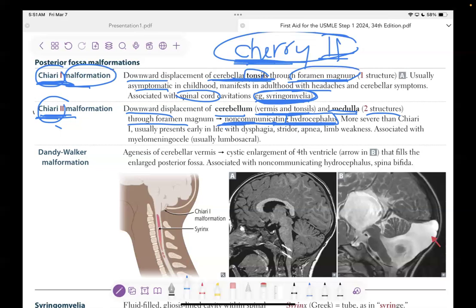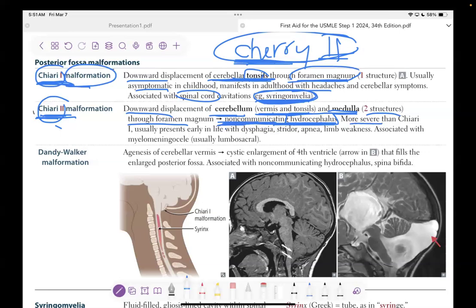So according to the name, we can understand the cause. If we say communicating hydrocephalus, it means that the CSF has a lot of production, or maybe the absorption is decreased. Whenever we say non-communicating hydrocephalus, it means that the problem is not with absorption, the problem is not with production, but the problem is with the communication, because the ventricles have no communication with each other. That's why the CSF has accumulated inside the brain. And here it makes sense because cerebellum and medulla, when they are coming down, obstruct the way of the fourth ventricle, and they make non-communicating hydrocephalus or obstructive hydrocephalus.